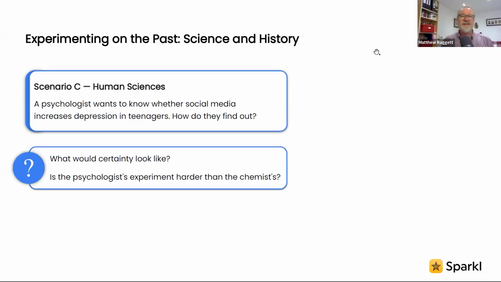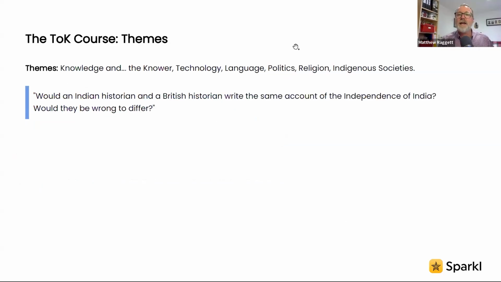And we may be certain or approaching certainty in the things that we know through art because we feel them. But it's a complicated thing to claim any level of certainty when there's more than one person involved. And of course, that's part of the joy of doing the work with TOK. Now, let's move on and think about the themes that we are looking at in TOK.